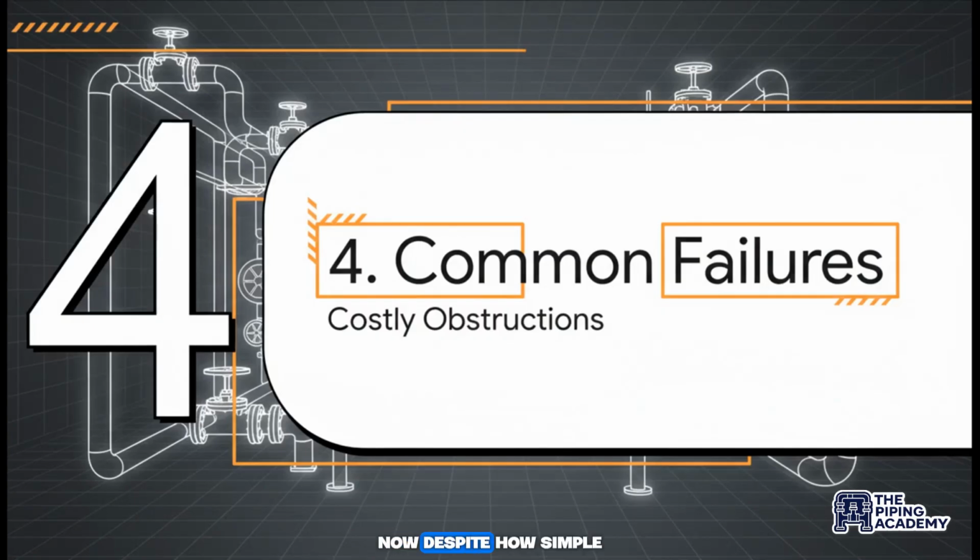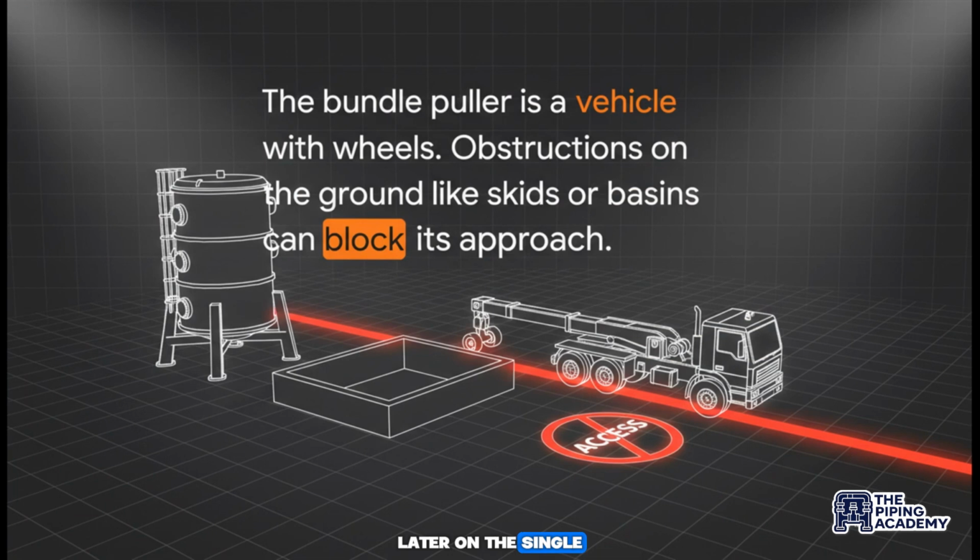Now, despite how simple this rule is, we see it get broken all the time. Let's look at a few common ways that really simple, overlooked obstructions can create incredibly costly problems later on. The single most common failure is a grade-level obstruction. So often, designers check for clashes up at the nozzle elevation, but they completely forget about the ground. You have to remember that the bundle puller is a vehicle. It's a truck. It has wheels. If you put a lube oil skid or a sample station, or even just a concrete catch basin in the path of its wheels, that truck simply cannot get to the exchanger.